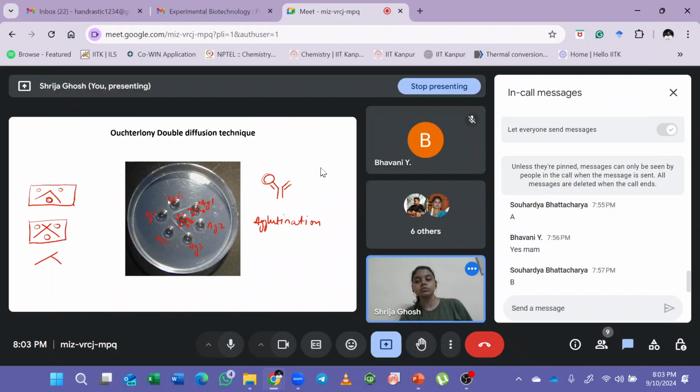This is clear? So double diffusion technique is clear to everybody?